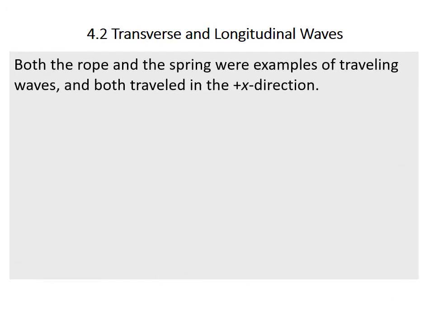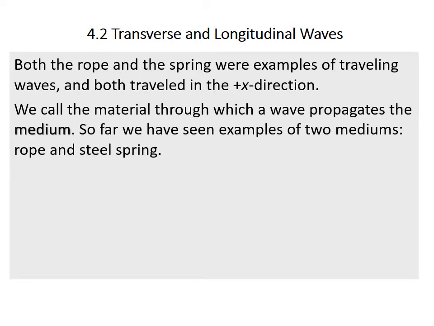The rope and the spring are both examples of traveling waves. Both of these traveling waves moved in the positive x direction, to the right. The material through which a wave propagates is called a medium. So we've seen two examples of mediums, a rope and a steel spring.